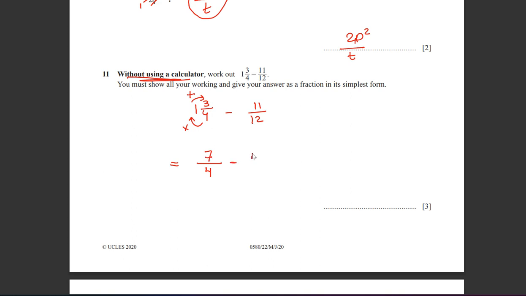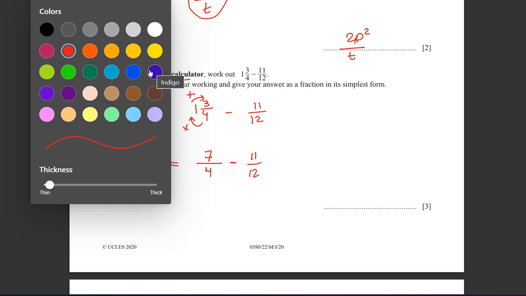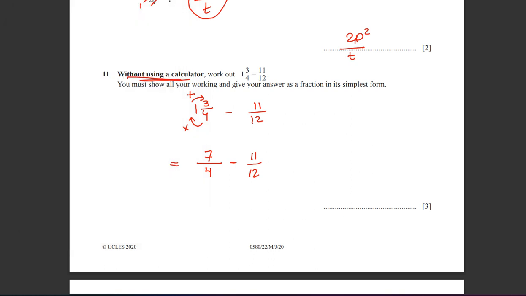Now I should make the two denominators the same. Why? If it is adding or subtracting, I cannot do it unless the denominators are the same. But if it is multiplying, I will simplify and multiply the numerators together and the denominators together. And if it is division, I will do keep, change, flip, then continue as multiplication. But only in subtraction and addition, I have to make the denominators the same.